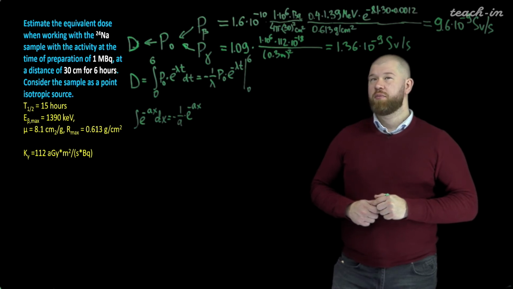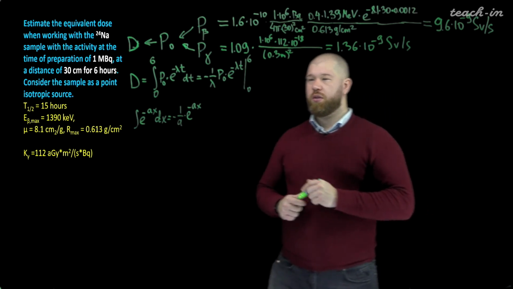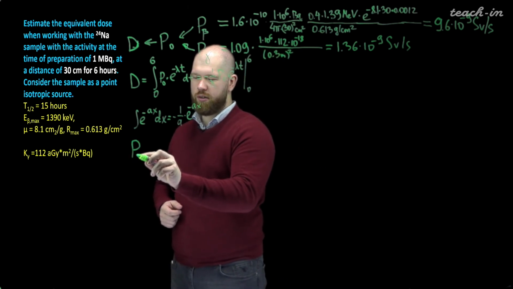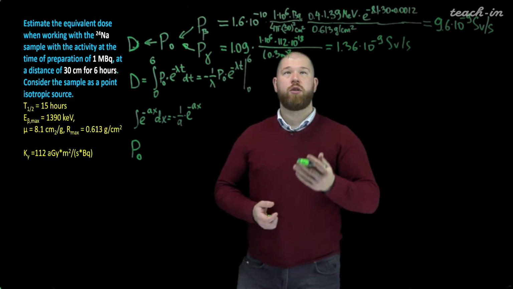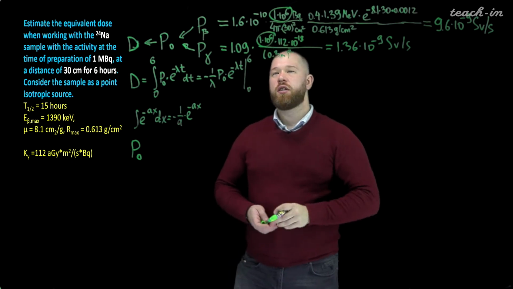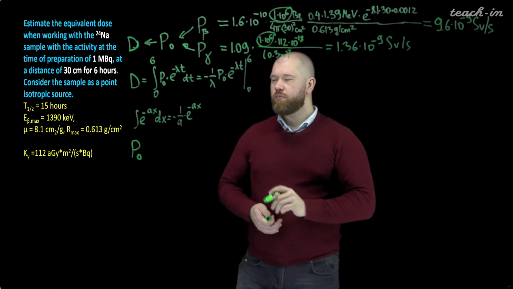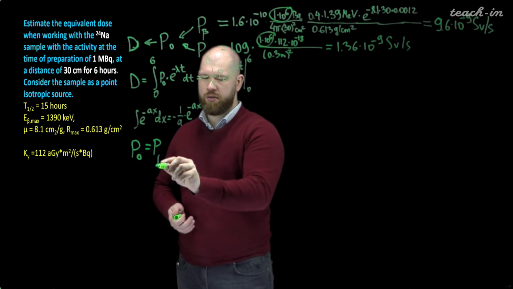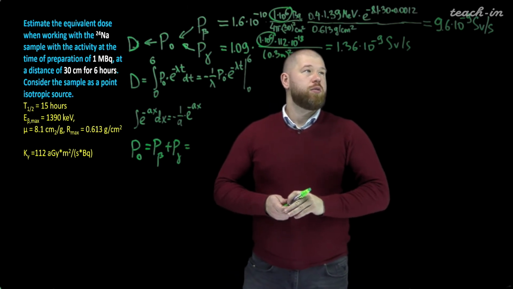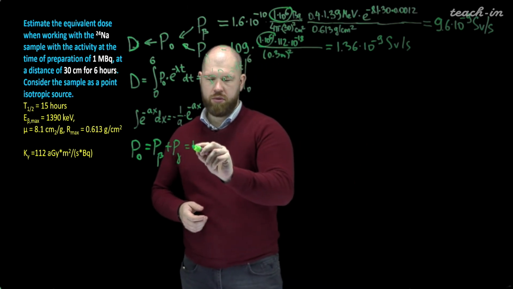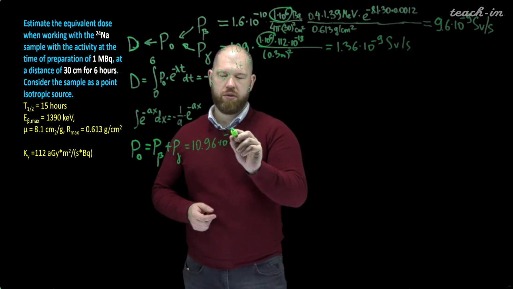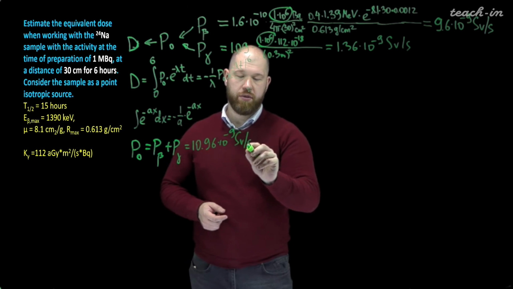Now we should calculate the total dose rate at the initial moment, when the activity of our ionizing source is equal to 1 megabecquerel. It is simply the sum of these two dose rates. So it will be equal to 1.096 times 10 to minus 9 sieverts per second.